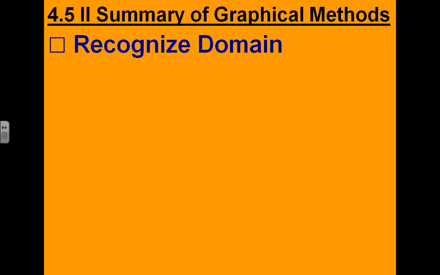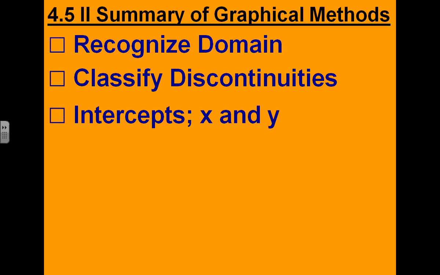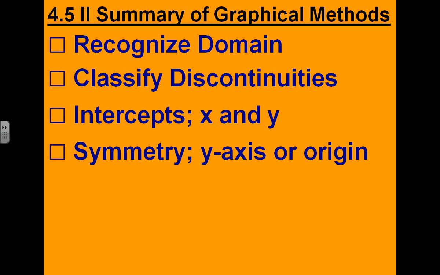Again, we're talking about the graphing methods that we talked about yesterday. Recognizing domain is one of the main things to do. Classifying discontinuities as either vertical asymptote, hole in the graph, or a jump in the graph, and being able to find those. Intercepts, x and y. When x equals 0, you're looking for y. And when y equals 0, you're looking for the x-intercept. So finding those intercepts is important. You have to label those on your graphs.